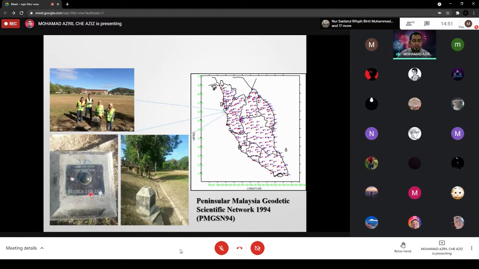You will not have the value here. The same goes for the benchmark: if you learn in engineering, you need to refer to the survey department. During 1994, they already established the network to cover the surroundings of the peninsula. The distribution is already well distributed around the area.